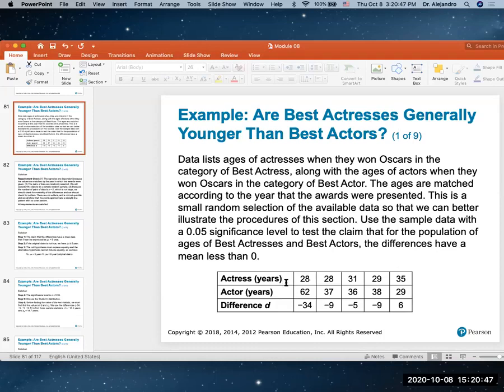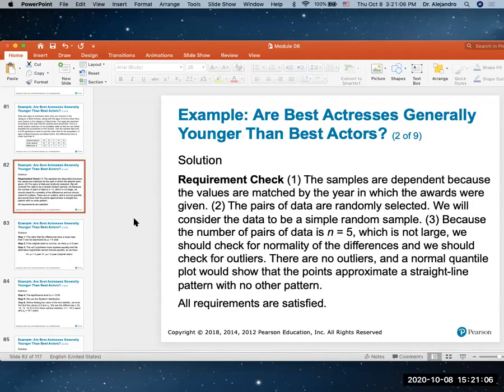So what you're going to need to do is, the ages for actresses and actors are given. Now you need to find the difference between these two: 28 minus 62, 28 minus 37, 31 minus 36, 29 minus 38, 35 minus 29.